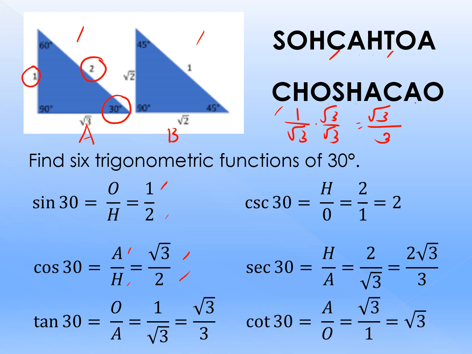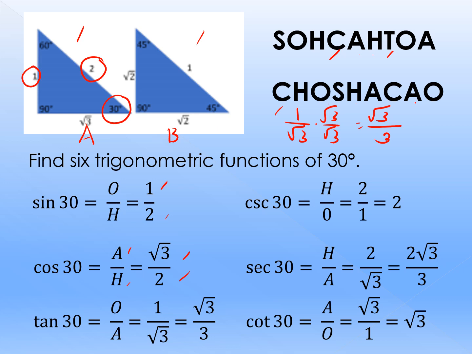For cotangent 30 degrees, we're going to use adjacent over opposite. So instead of writing A, we're going to write square root of 3. And instead of writing O, we're going to write 1. Thus, square root of 3 over 1 is equal to square root of 3.